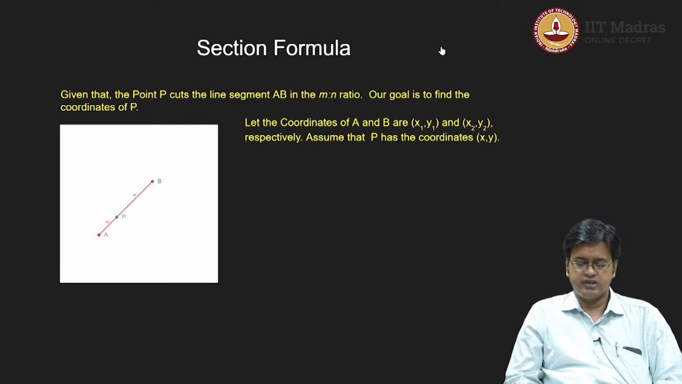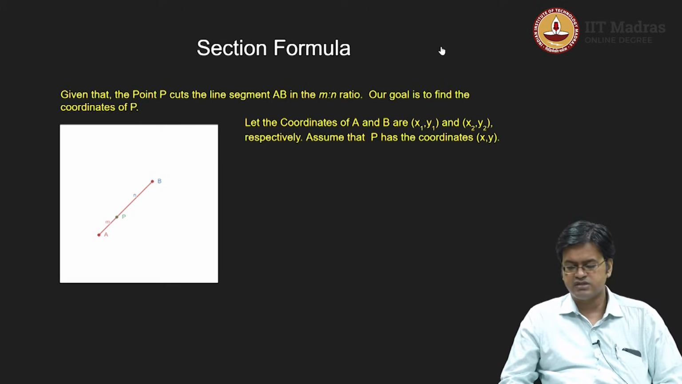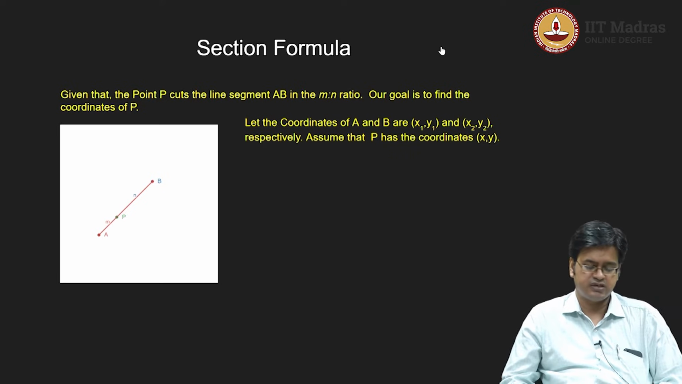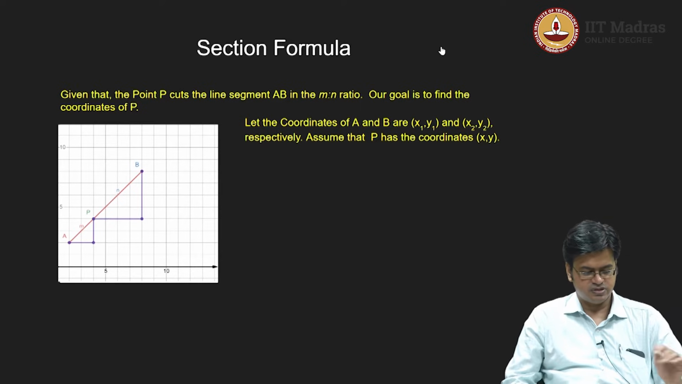So let the coordinates of A and B be x1, y1 and x2, y2. The coordinates of A are x1, y1, coordinates of B are x2, y2. I do not know what P is. Let us assume it has some coordinates which are x and y. Okay, so let us bring them into the coordinate system, which is this.